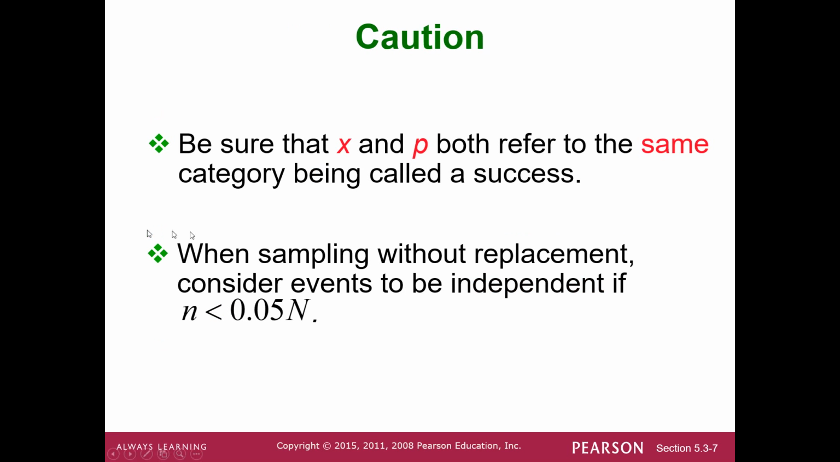So caution, be sure that x and p both refer to the same category being called a success. And then finally, when sampling without replacement, consider events to be independent if the sample size is less than 5% of the population. We can still consider them to be independent.